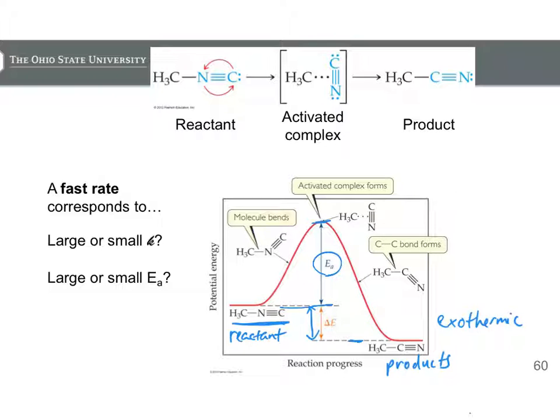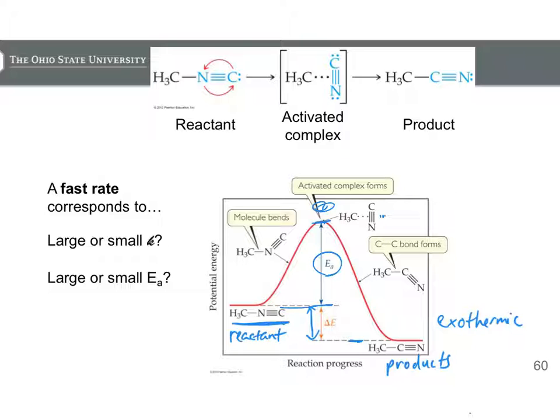The other thing is that at the top of the hill, this is where our activated complex or our transition state exists. Okay, this structure is at the top of the hill. So we're at the top of the hill. Now we can either go back and form reactants or go forward and form products. Okay.